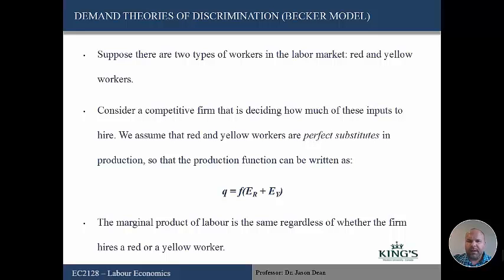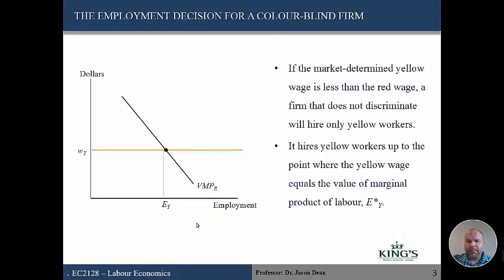Now consider a competitive firm that is deciding how much of these inputs to hire. We're going to assume that both workers, either red or yellow, are perfect substitutes. So because of that, we can write the production function as a function of ER plus EY. Okay, so it doesn't matter which one we hire, they are going to contribute the same to output. So the marginal product of labor for both is the same.